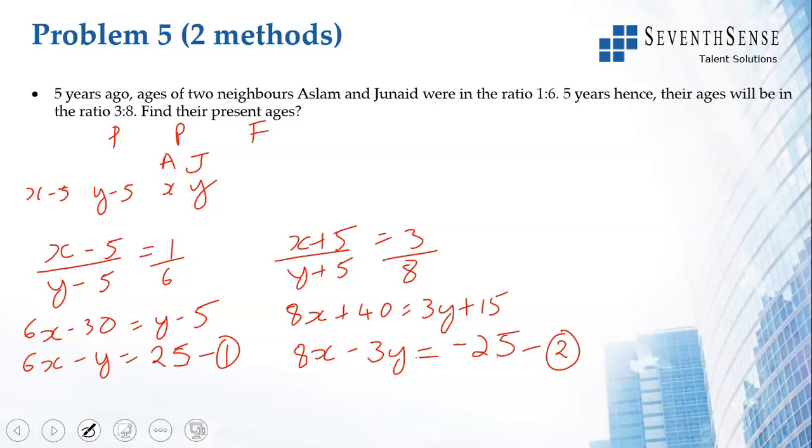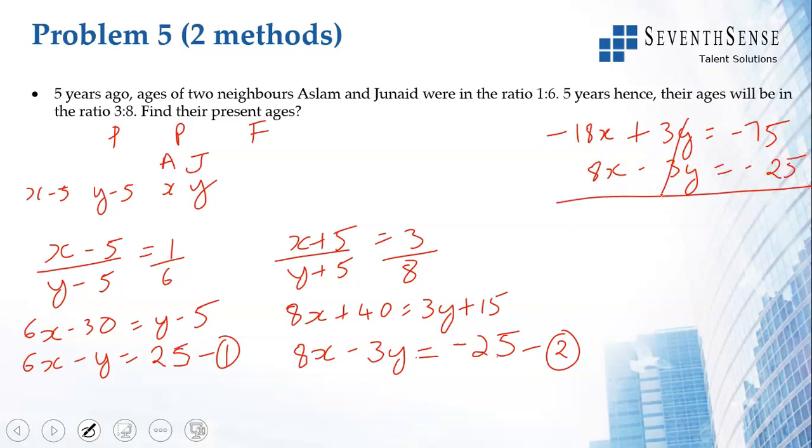How do you simplify that? Multiply equation 1 by 3 and change signs. Get minus 18x plus 3y, multiplied by 3 and change signs, minus 75. And 8x minus 3y equal to minus 25. Minus 10x is equal to minus 100. So x is equal to 10.